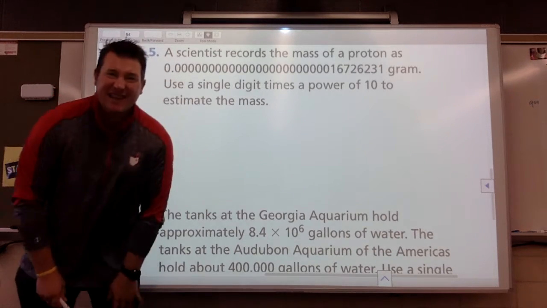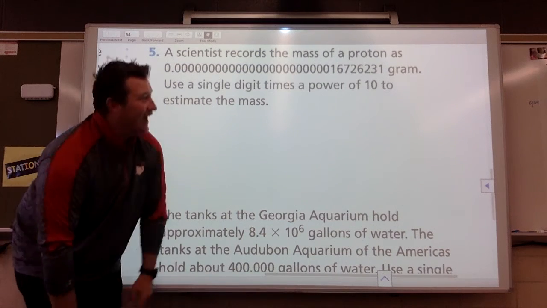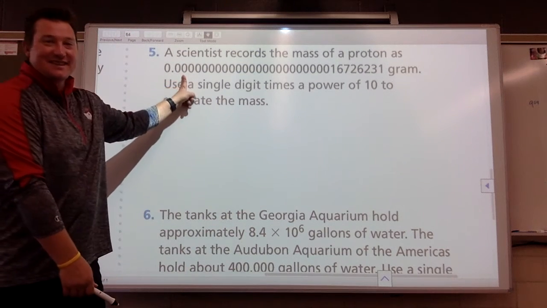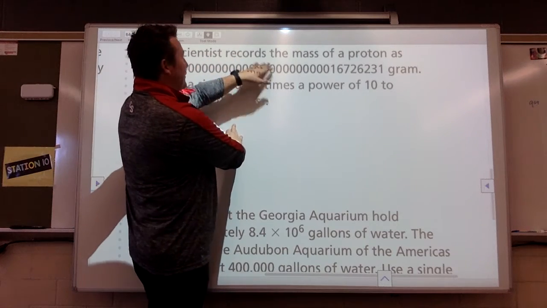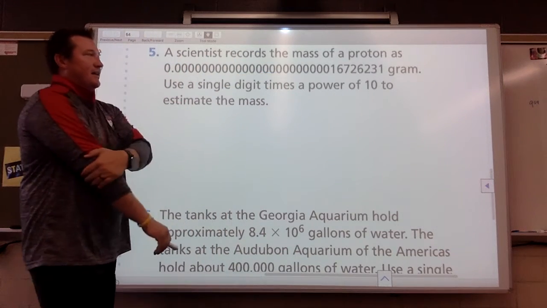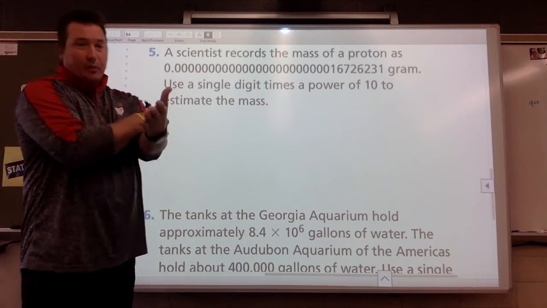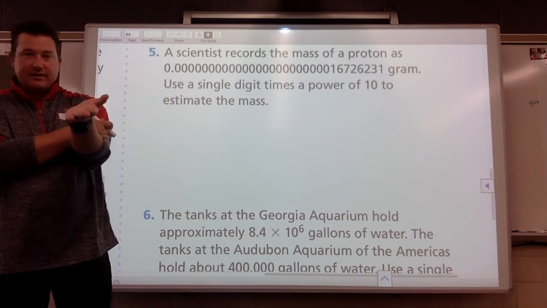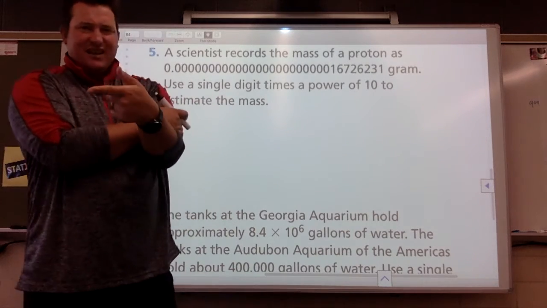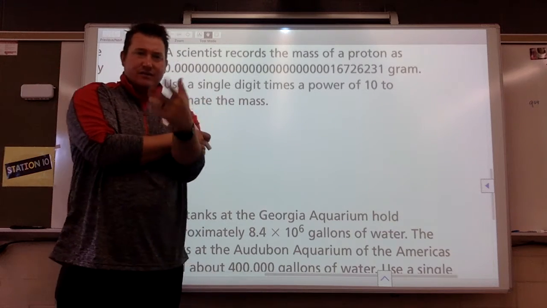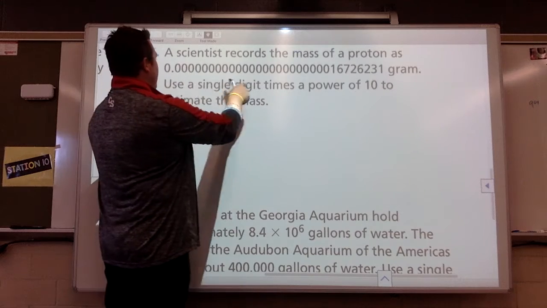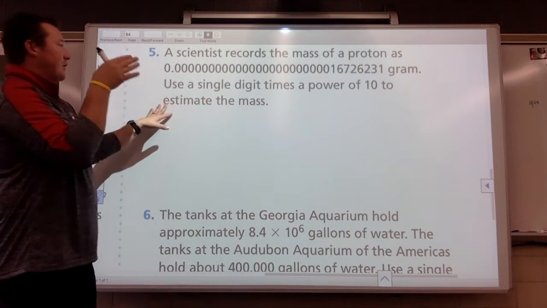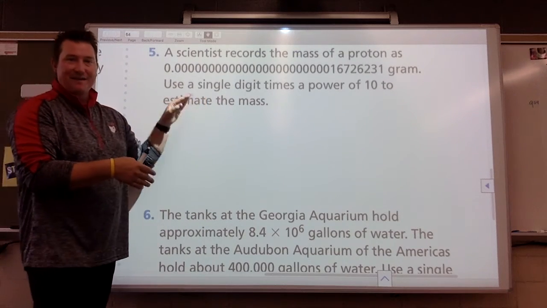Are you kidding me? Look at this silly number here. What is this? A scientist records the mass of a proton. I don't even know what a proton is. Maybe we could talk to Miss Lindsay about this, right? I think we got protons, electrons, neutrons. Jimmy's in there somewhere. I don't know. Okay. Use a single digit times the power of 10 to estimate the mass.